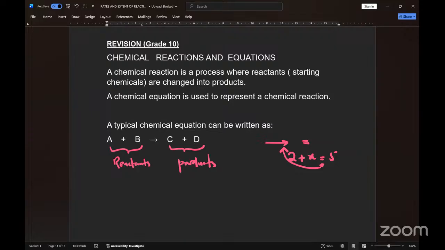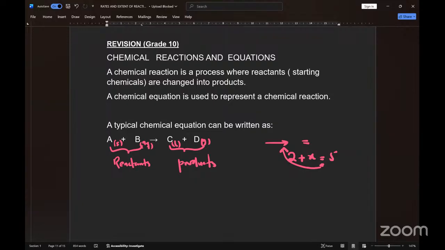However, sometimes you may require some specificity. In other words, you want to be very specific and accurate. So you may include what we call state symbols. So for example, under A, you may put a small s here. Under B, you may put aq. Under C, you may put l. And under D, you may put g.